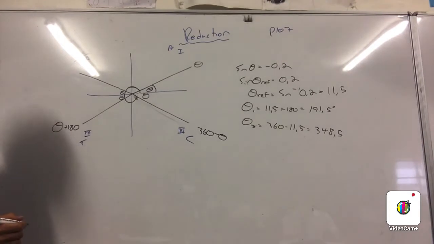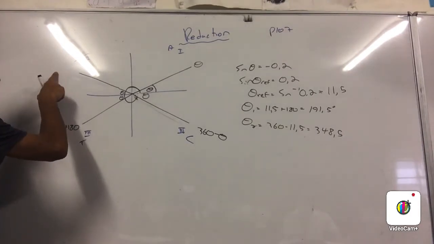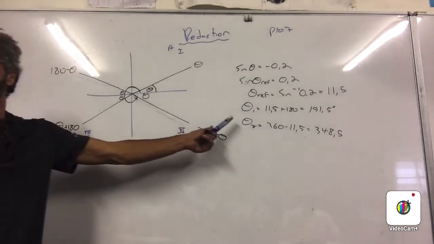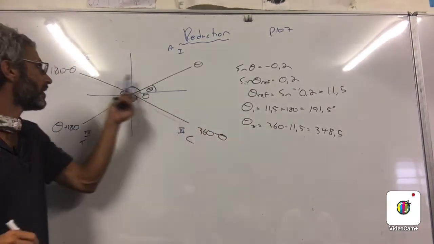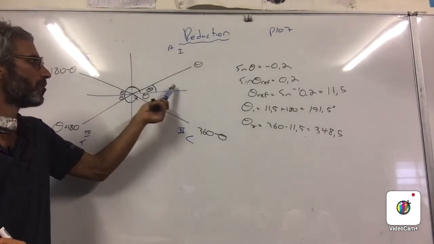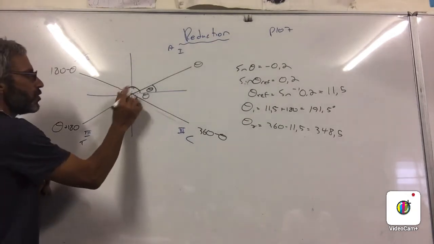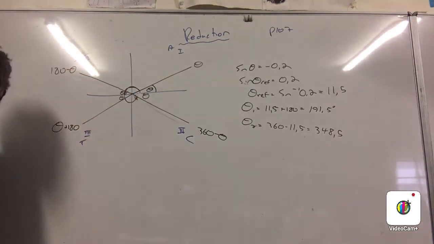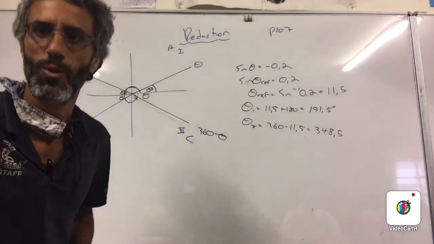And to get to quadrant 2, you just go 180 minus this. In another exercise, if I want to get to the second quadrant from the reference angle, what I've got to do is 180 and then minus theta. I'll just pause here for some questions.